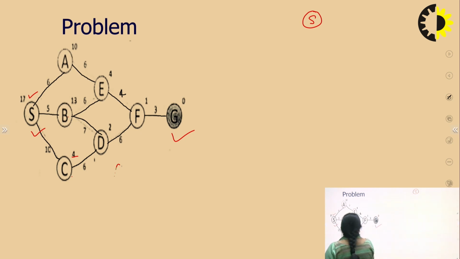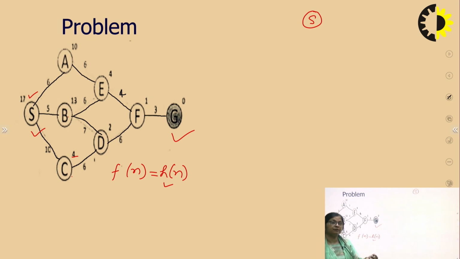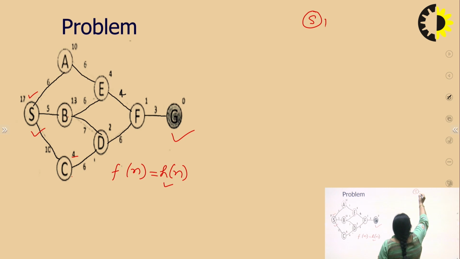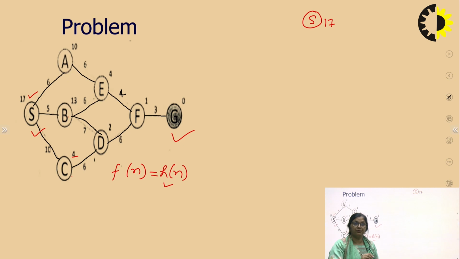Let me repeat here. In greedy best first, f(n) is h(n), the heuristic value only. The evaluation function is the same as the heuristic function. The heuristic values are given on the nodes, so we are actually given the values of the evaluation function. S has the value 17. Now the question is, is it the goal? No.